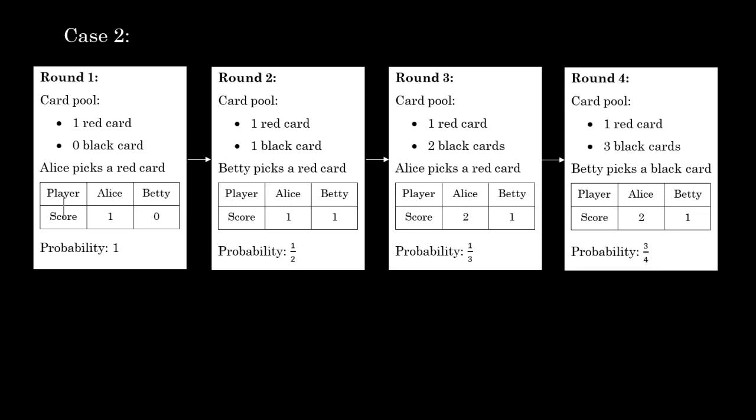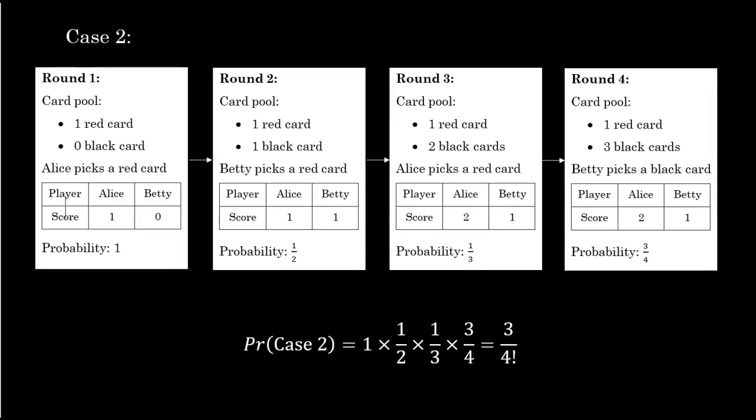Case 2, on the other hand, comprises 4 sub-events: Alice and Betty alternately picking red cards in the first 3 rounds, followed by Betty picking a black card in round 4. Again, in the first round, there is only one red card, so Alice is certain to pick it, with probability 1. In the second round, the pool contains one red and one black card, giving Betty a probability of 1/2 of picking red. In the third round, with one red and two black cards, Alice's probability of picking red is 1/3. Finally, in round 4, the pool contains one red and 3 black cards, so Betty's probability of picking black is 3/4. Notice that the probability of case 2, which is the product of the probabilities of all 4 sub-events, is 3 over 4 factorial.